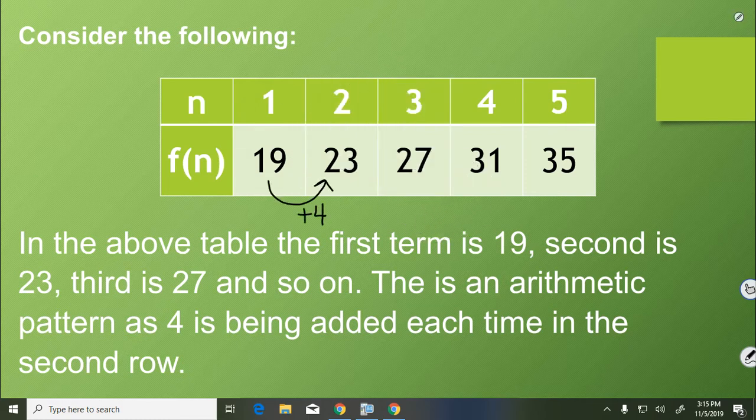If I add 4 to 19, I get 23. If I add 4 to 23, I get 27. If I add 4 to 27, I get 31. And if I add 4 to 31, I get 35, proving that this is an arithmetic sequence because of the addition pattern.